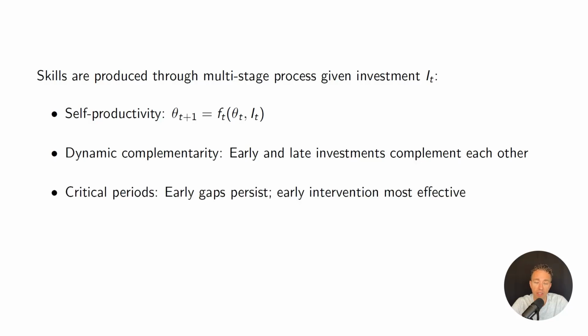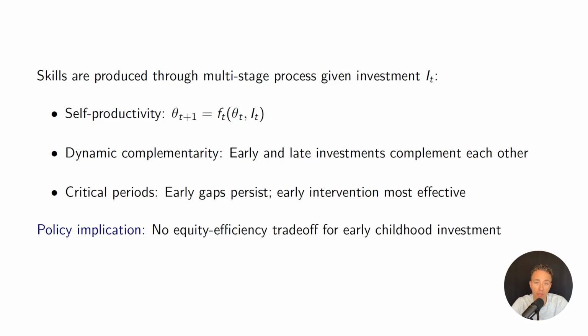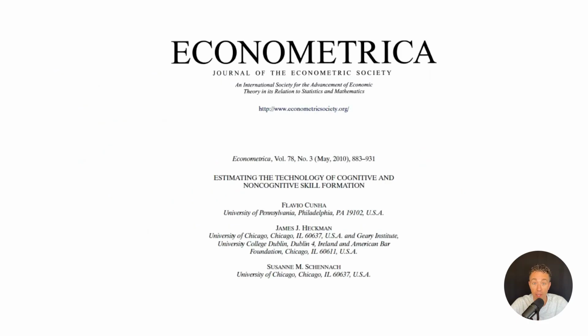And then because of this dynamic process, it's going to be really important to intervene early, so that if you can close the gap early, then that can have a large payoff in the future. And so the policy implication, which Heckman has built a lot of his career on, is that there isn't an equity efficiency trade-off for making these childhood investments. So that's that paper.